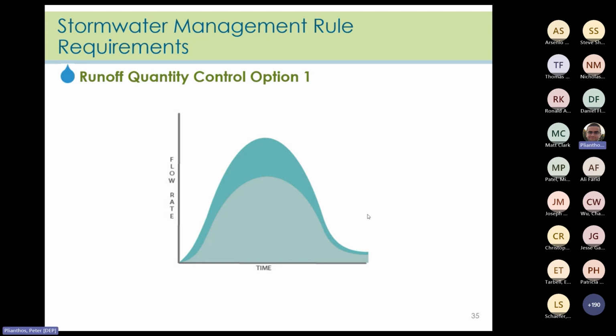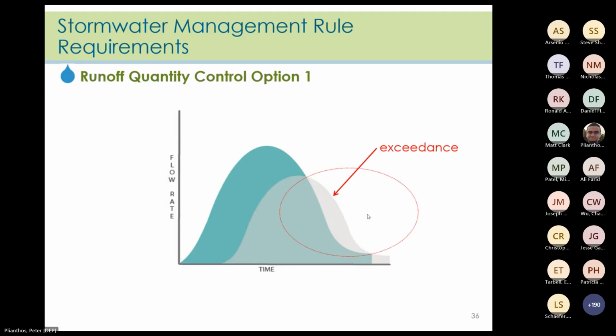So an example scenario that meets this standard can be seen here, where the post-construction runoff hydrograph, shown here in gray, is contained entirely within the bounds of the pre-construction runoff hydrograph, shown in teal. And an example scenario that does not meet the standard can be seen here, where a shift in timing results in the post-construction runoff hydrograph exceeding the bounds defined by the pre-construction hydrograph.